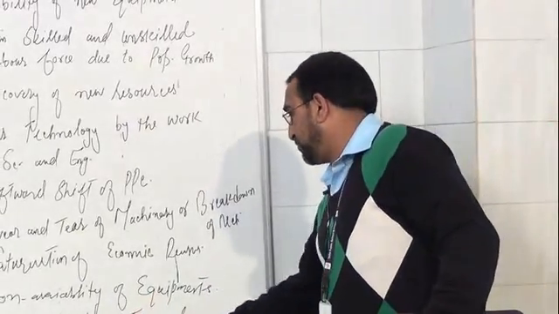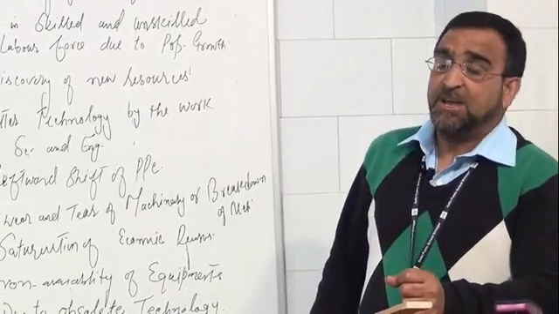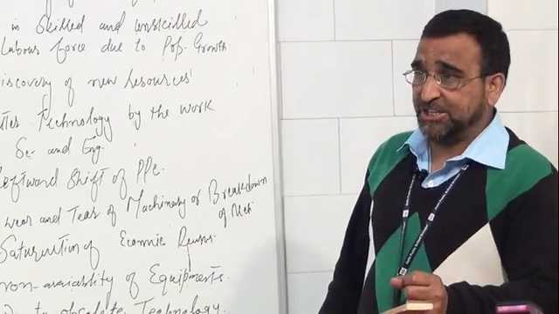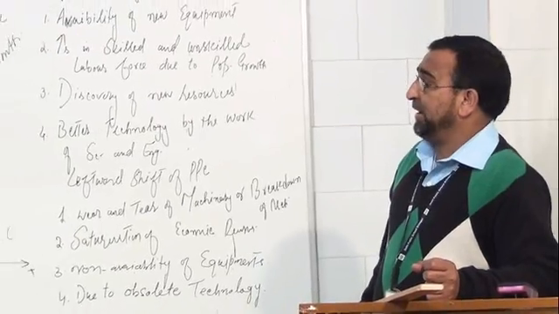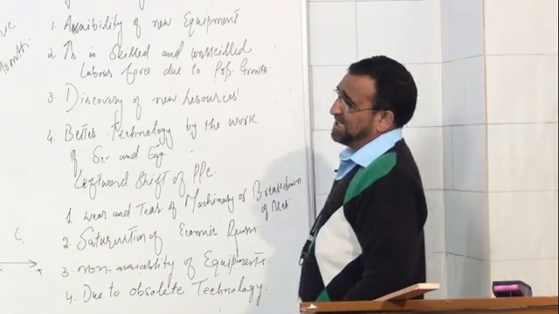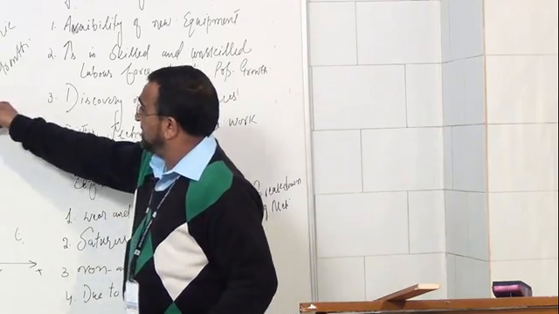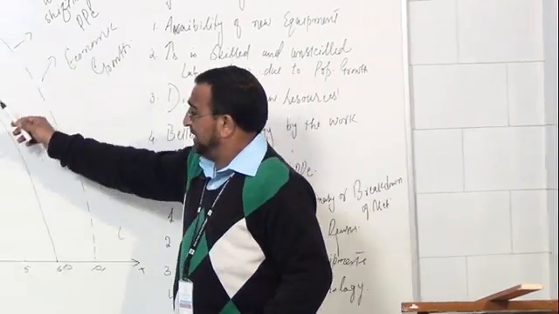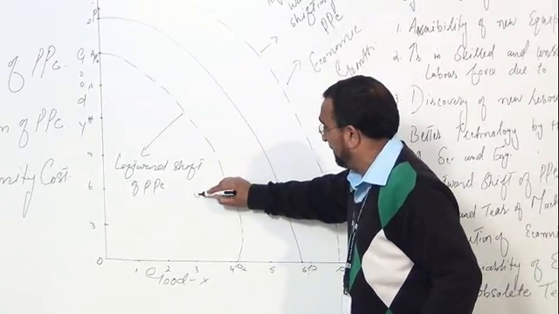Lastly, due to the obsolete technology, simply means when your technology becomes out of date, when your technology becomes traditional, then we are able to produce what we call less of both consumer goods and capital goods, say simply commodity X and commodity Y. And this we call economic growth, this we call leftward, this we call underutilization.